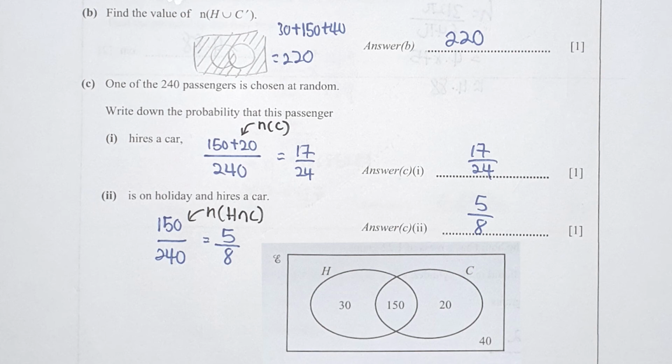As for the next part, as illustrated over there, they are referring to those that are shaded. So we are required to take 30 plus 150 plus 40, which will get you 220.